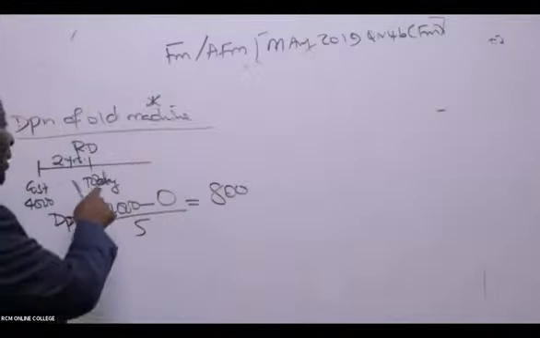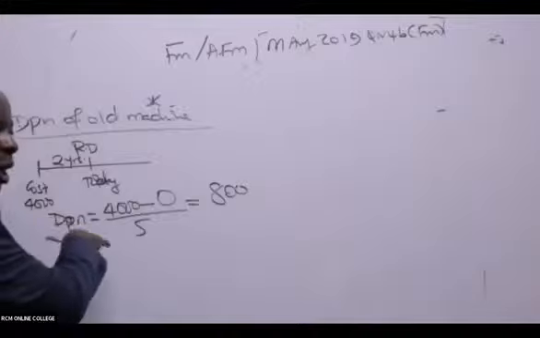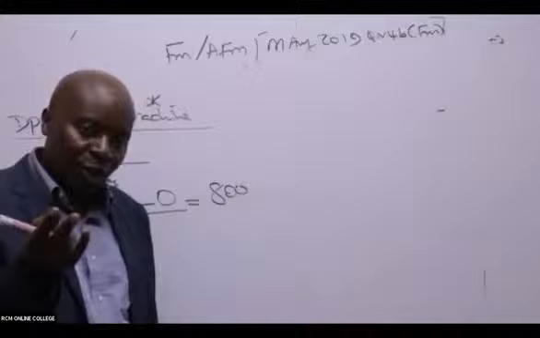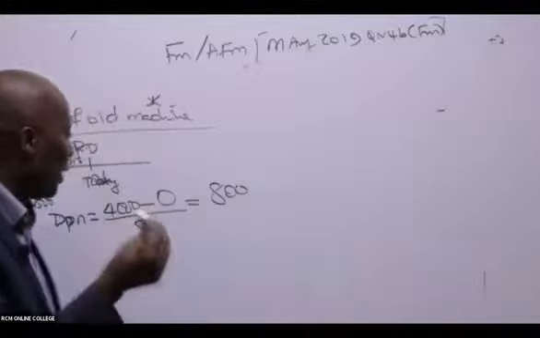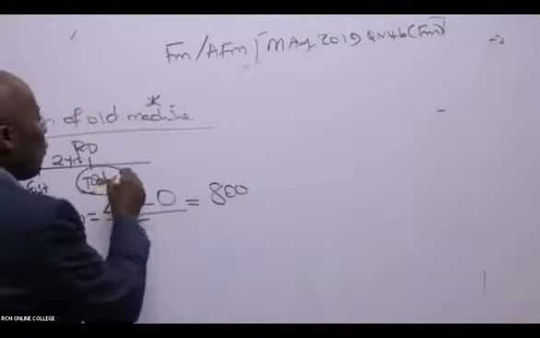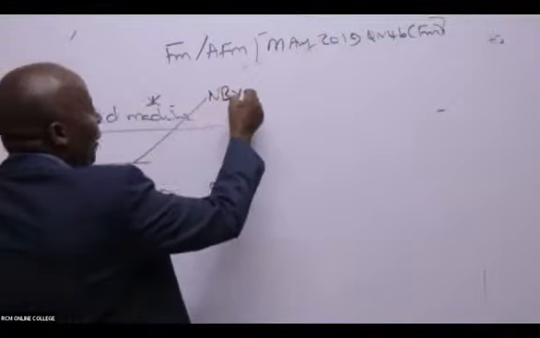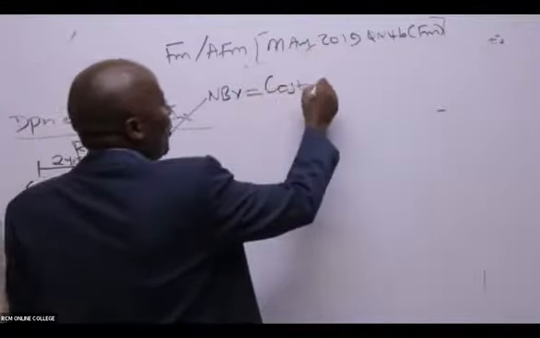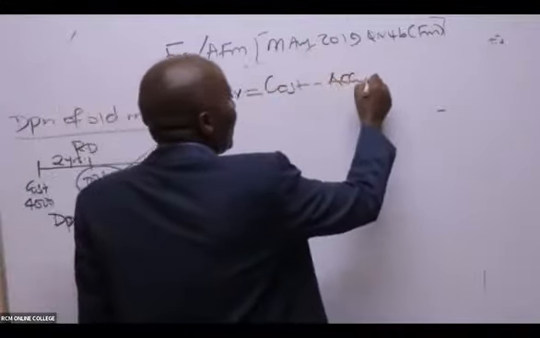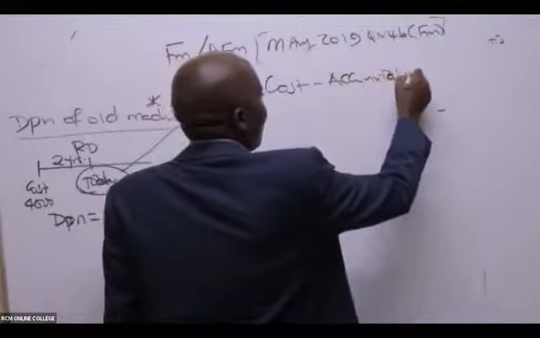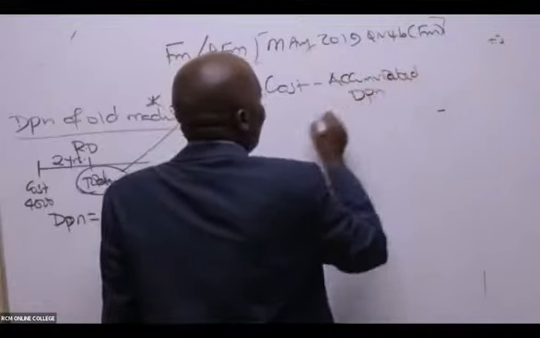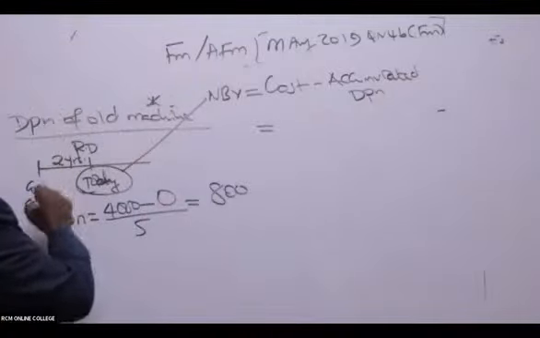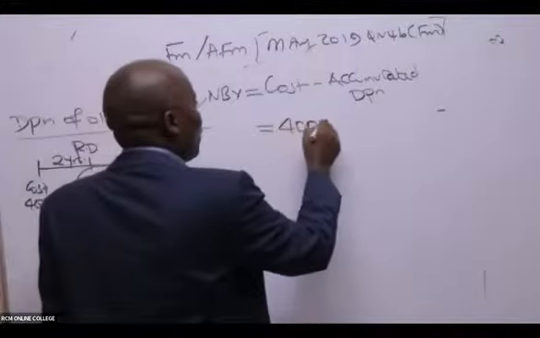And we are told that this machine was acquired 2 years ago. So as of today, it has lost value over 2 years. Is there somebody who can give me the net book value of this old machine as of today? It will be the cost minus accumulated depreciation. The cost was 4,000.